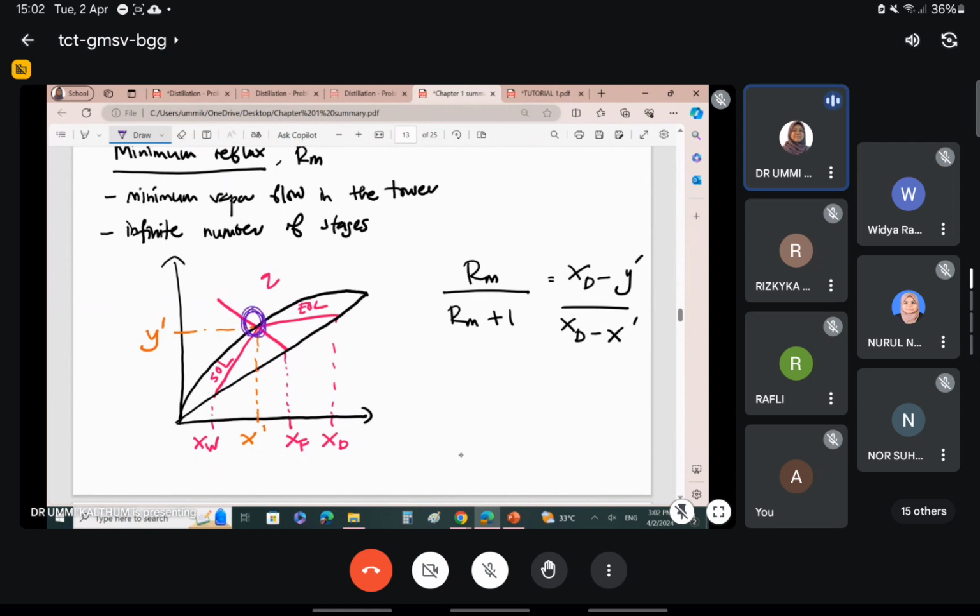So the pinch point here, okay, y prime and x prime. Dia masuk dalam equation ni untuk kira RM. Okay, so RM is the minimum reflux. Okay, ada soalan? Tak ada. Terus.